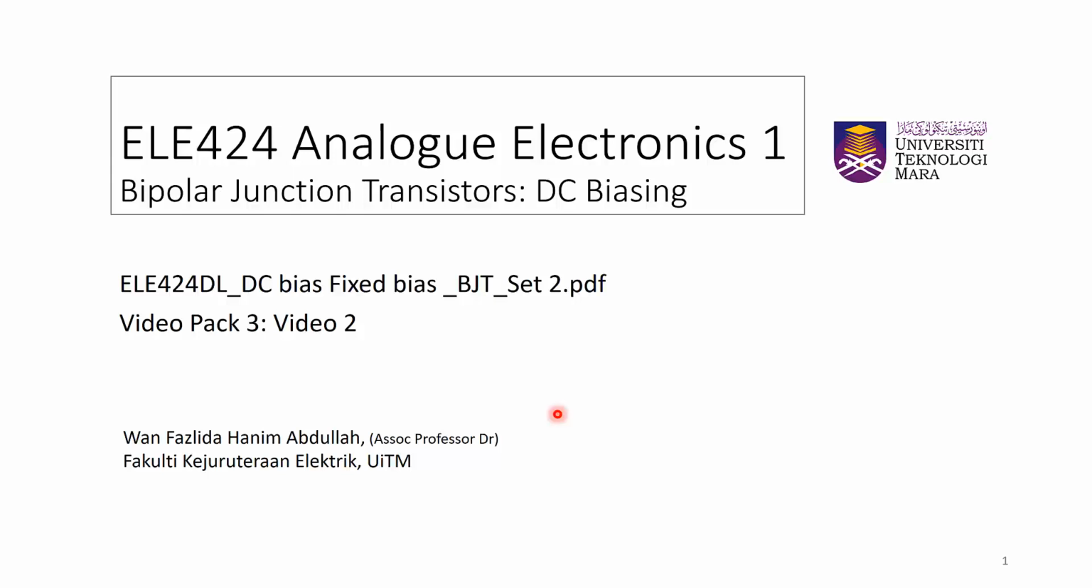ELE424 Analog Electronics 1, Bipolar Junction Transistor DC Biasing. We have completed in our previous video lecture the BJT device itself. We are now ready for the next topic, which is DC biasing circuits, focusing on fixed bias for this slide. I am Wan Fazlida Hanim Abdullah, from the Faculty of Electrical Engineering, Universiti Teknologi MARA, UiTM, Malaysia.